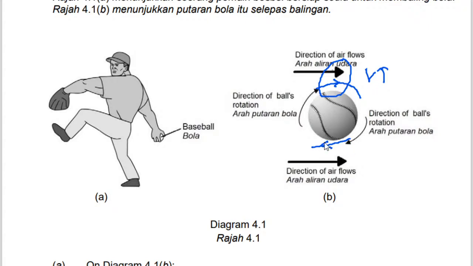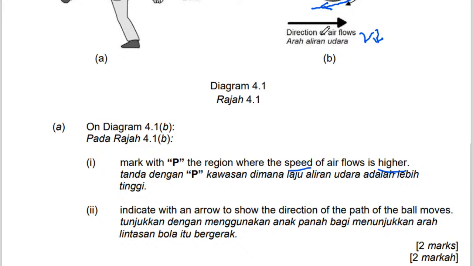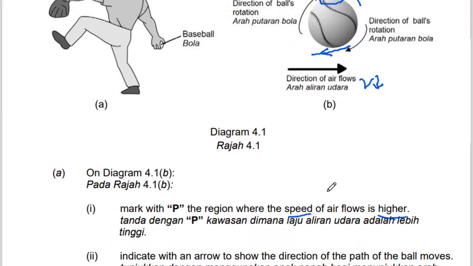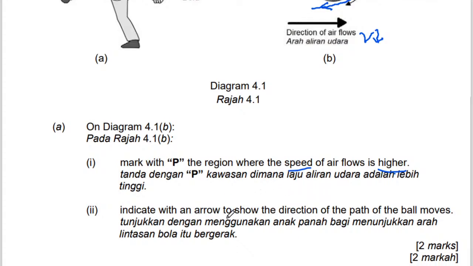But here you see the spinning of the ball focusing on this part is opposite to the direction of the airflow. So you imagine if it is opposite like that, of course this airflow will be moving slower, lebih perlahan. Okay, so the answer will be here. You label here as P. They ask you to label P, kan? The question said label with P. So label dekat atas with P. Okay, correct.